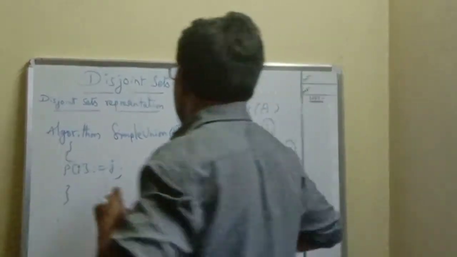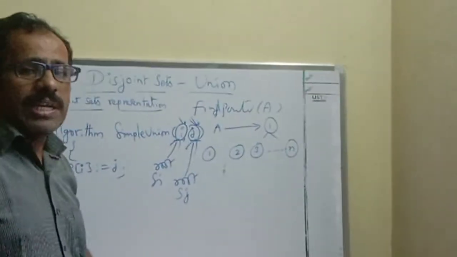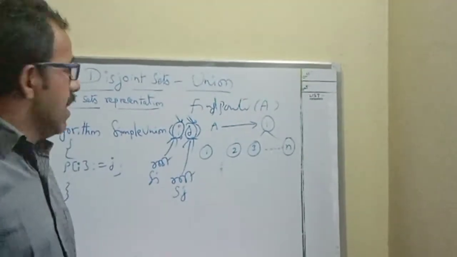Now, what do you mean by union now? We need to combine two trees. I will show you how to combine two trees, but we need to combine two trees.